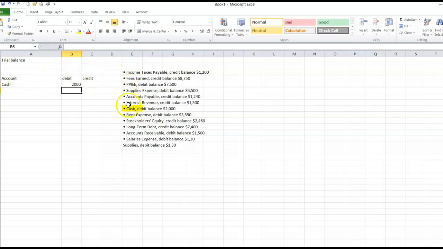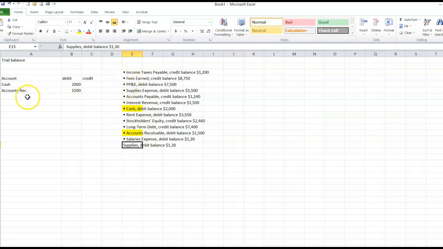And looking through here, again, we're going to prepare the trial balance in order of assets, liabilities, equity, revenues, and expenses. So I'm looking for any other asset here. I see one here. And hopefully I won't forget any. And that's accounts receivable, which has a debit balance of $1,500. And I'm looking for more assets. Do I see any more assets? I don't think I do.